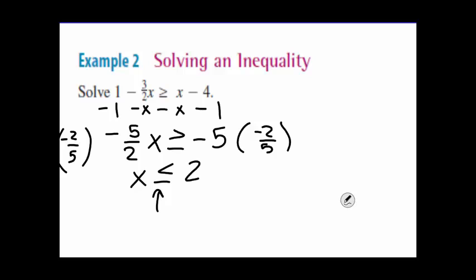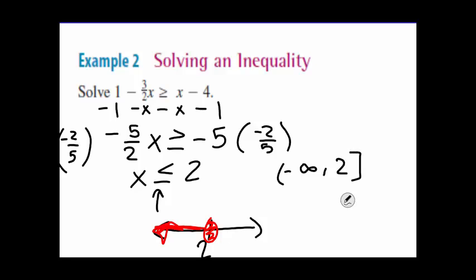And again, we can make this on a number line. And this time we would put a closed circle at 2 because we're including it. And then we would shade to the left. And if we're going to do interval notation, we would start off with a parenthesis and put negative infinity because this thing goes down forever, up to 2, and we would use a square bracket to include the 2.